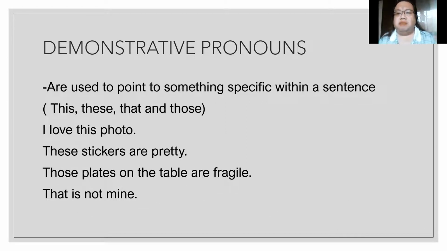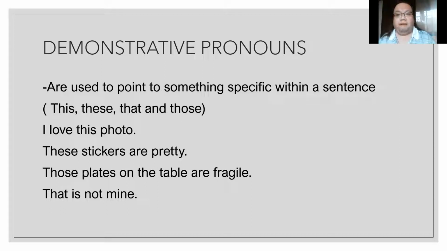Let's go to your demonstrative pronouns. Demonstrative pronouns are words that are used to point to something specific within a sentence. So there are only 4 demonstrative pronouns: this, these, that, and those. When we say this, it's singular, and we're talking about a nearby object. When we say these, it's plural, and we're talking about nearby objects or nearby nouns. But when we say that, we are talking about a remote or distant noun, which is singular, and those talk about distant, far away nouns, which is plural.